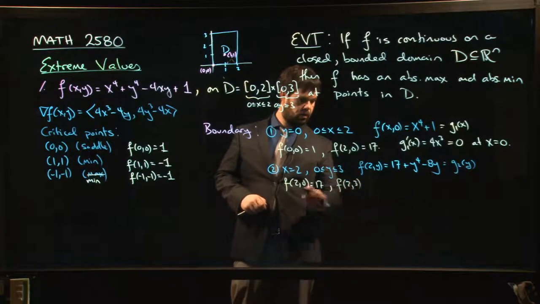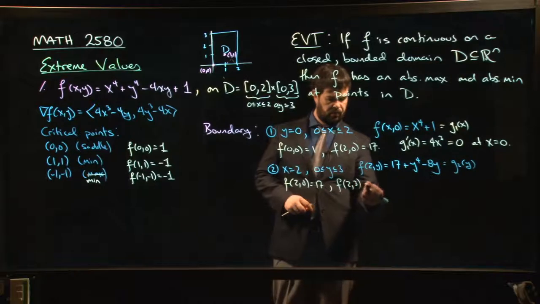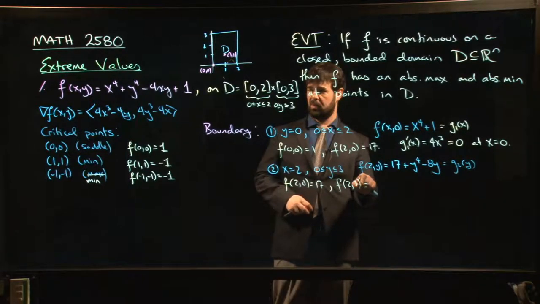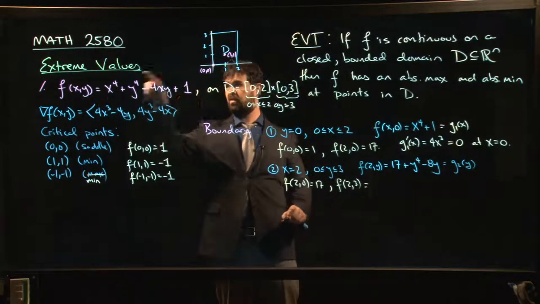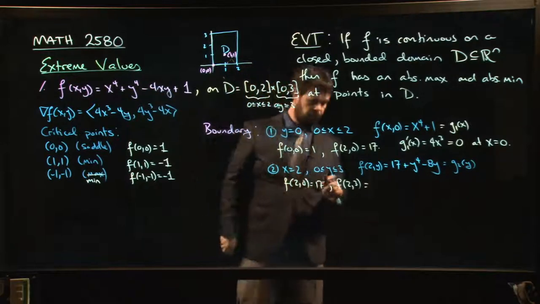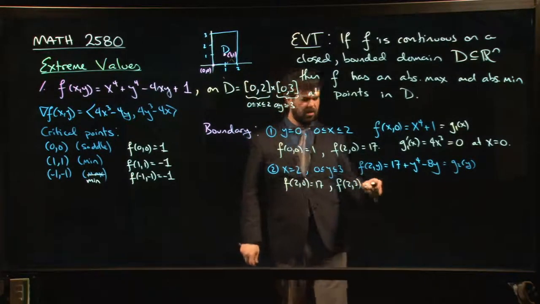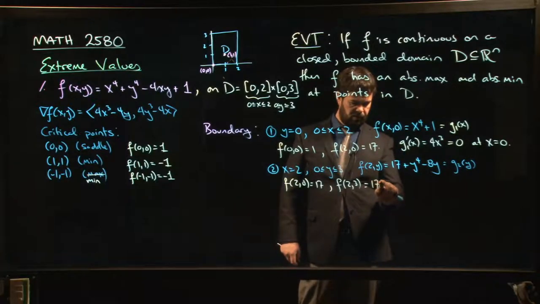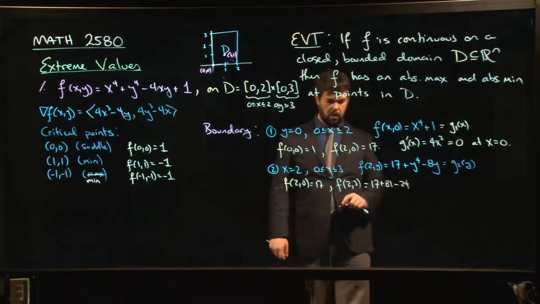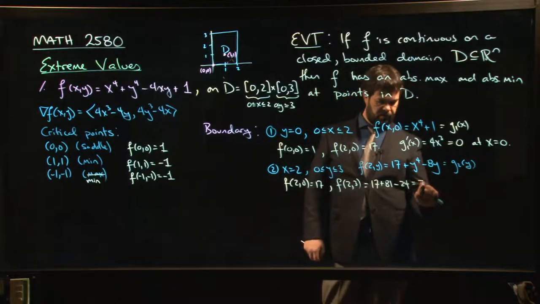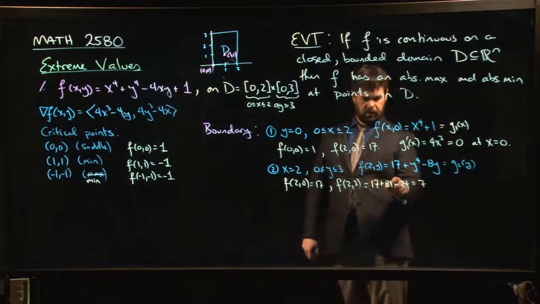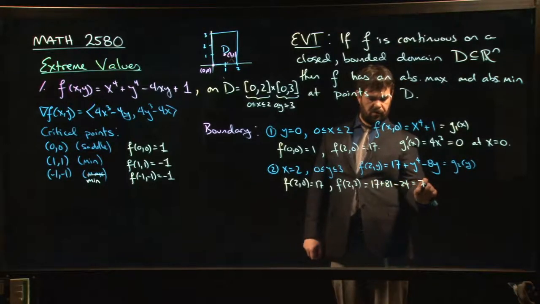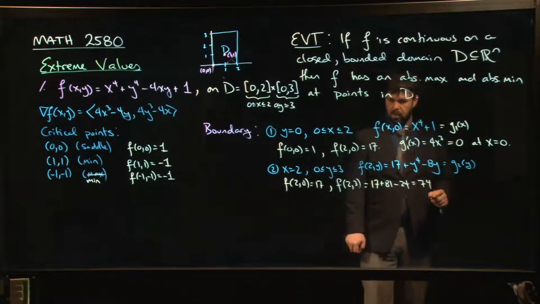F at (2, 3). And by the way, you probably can already guess that this is going to be the absolute maximum because, look at these two terms, right? The way you're going to make this thing as big as possible is choose the biggest available values for both x and y. So, yeah, we kind of already know this is going to be the max, but let's go through the motions anyway. 3 to the 4 is 81. So this is 17 plus 81 minus 24. Okay? So that is going to be, I want to say 74. That doesn't seem right though. Let's see. So 98 minus 24, that is 74. Okay, cool. All right, 74.